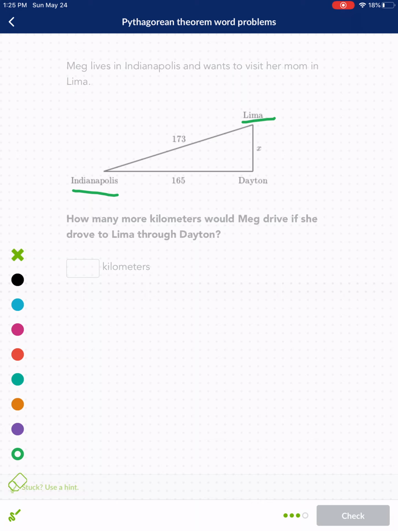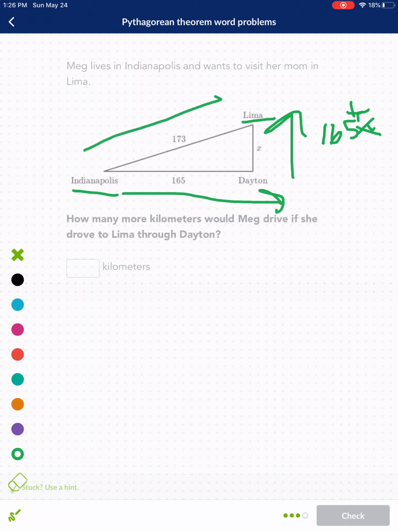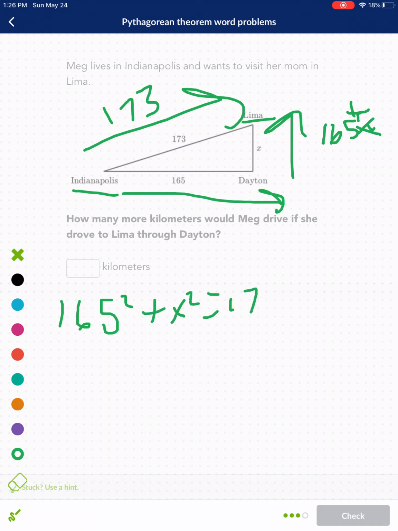So if you see, there's 2 ways she can go to Lima. She could go to Dayton, then up to Lima, which would be 165 plus X kilometers. We don't know how many that is because we don't know what X is. Or she could just go through Indianapolis, which looks like Indianapolis straight to Lima, which looks like the faster route, 173. So to figure out how far she went, we first need to figure out what this X is, and we can use the Pythagorean theorem for that. 165 squared plus X squared equals 173 squared.